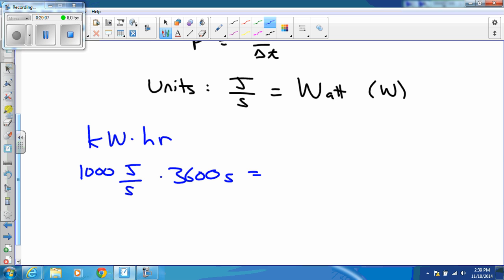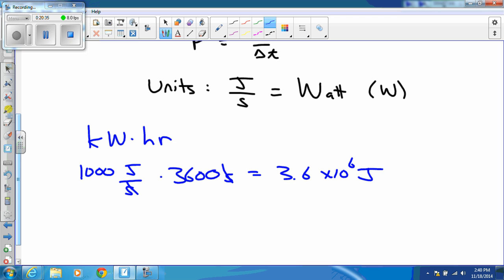3,600 seconds. Then we get 3.6 times 10 to the 6th. Oh, look at that. The units are joules. 3.6 times 10 to the 6th joules. It's just a unit of energy. A kilowatt hour is a unit of energy. And yes, it's called a kilowatt hour. And if you think about it, this is a humongous amount of energy.